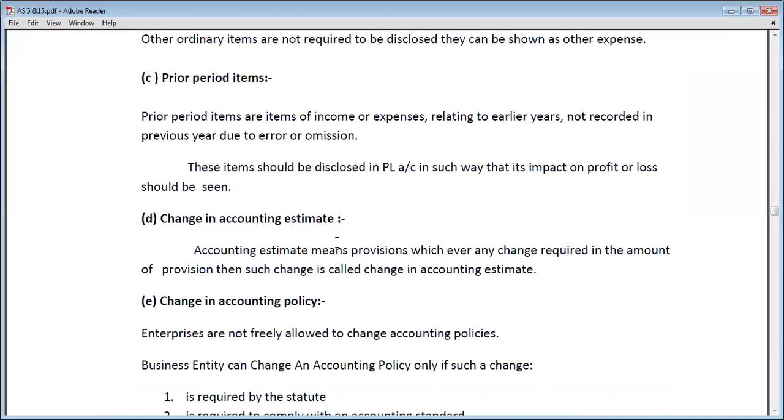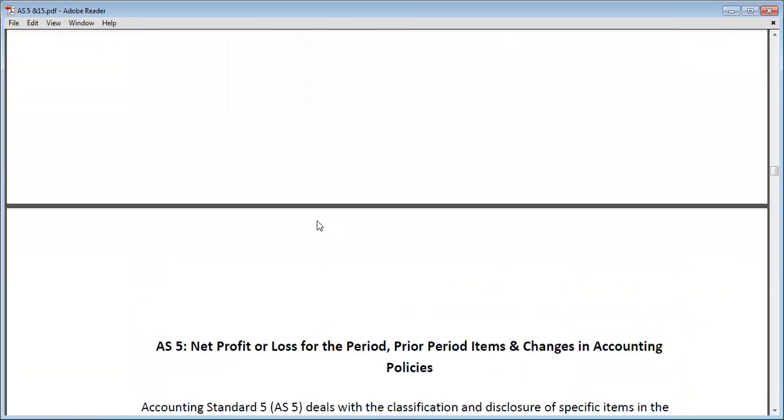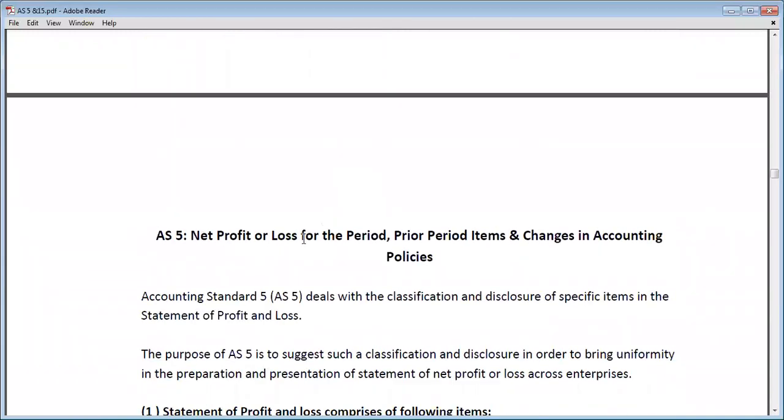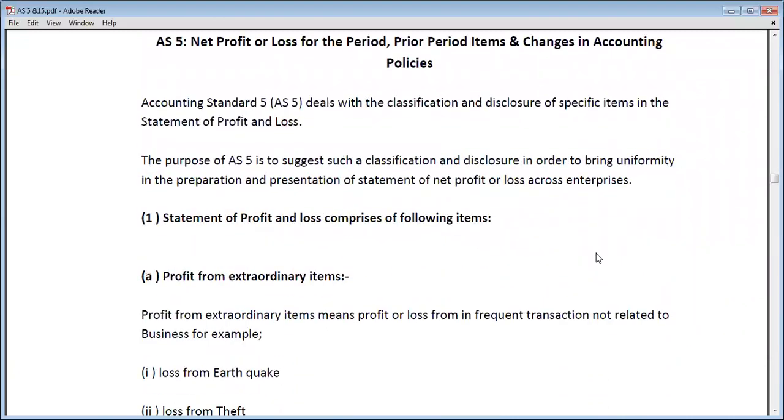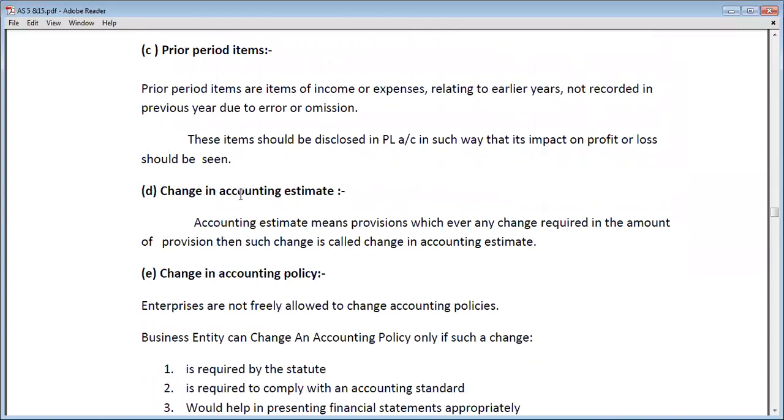Now the next one is changes in accounting policy. The third term, we have already discussed net profit and loss for the period and prior period items. Now the changes in accounting policy. We will divide this term into two parts. First is changes in accounting estimates, and second is changes in accounting policy. So let's see what you understand by changes in accounting estimates. Accounting estimates means provision; whichever change is required in the amount of provision, such change is called change in accounting estimates.